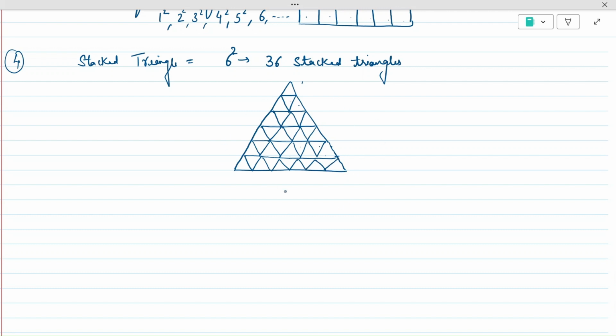So if we count this, it is a 36 stacked triangle figure. This one. And the pattern we are following is a pattern of squares. It was 1 square, 2 square, 3 square, 4 square, 5 square, and 6 square.